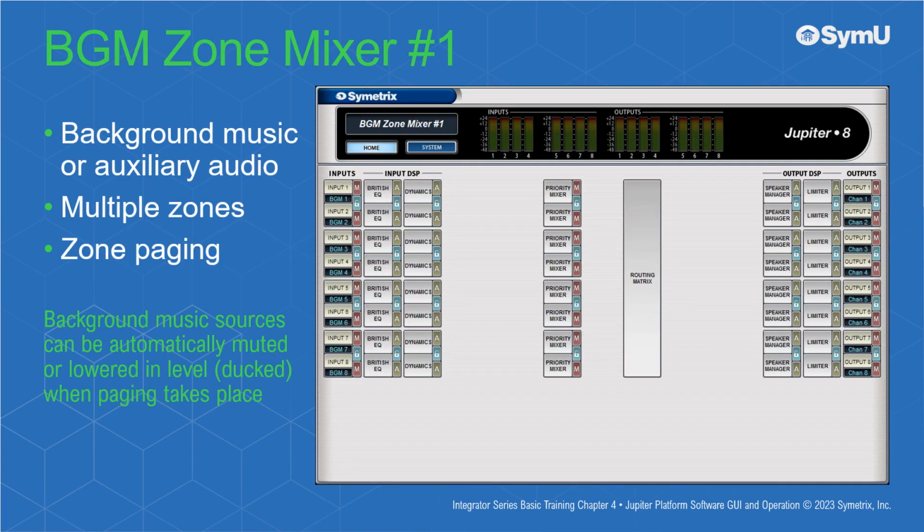The BGM Zone Mixer number 1 is best for applications where background music or other auxiliary audio sources need to be played. Multiple speaker zones are supported, as well as zone paging. Background music sources can be automatically muted or lowered in level, known as ducked, when paging takes place.